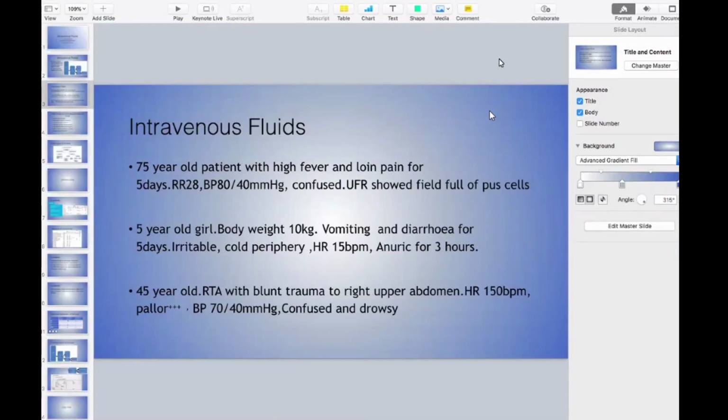Okay, fine. What else? So what can happen if you give too much fluid? Can they develop complications? Yes, sir. Okay, fine.